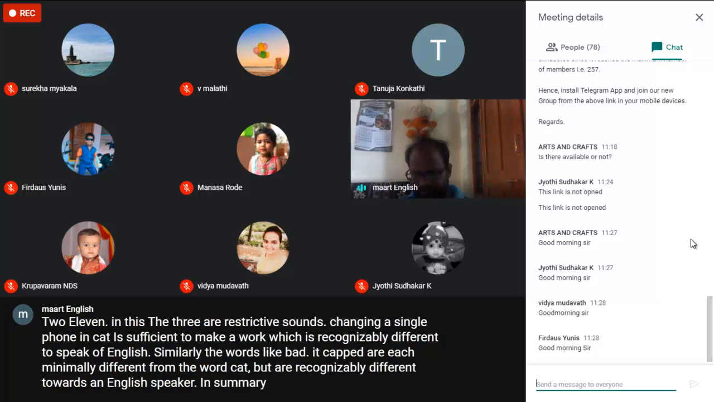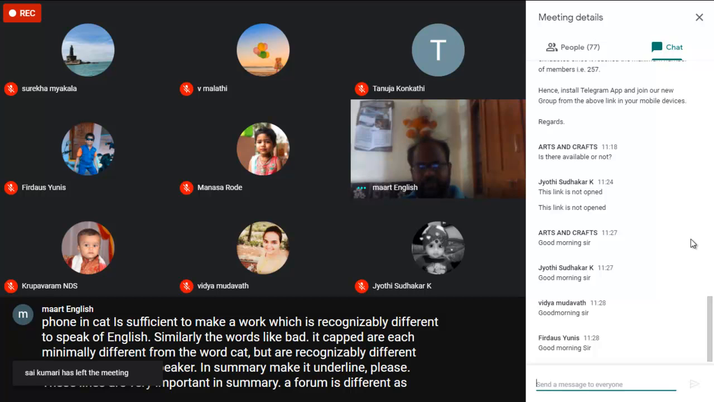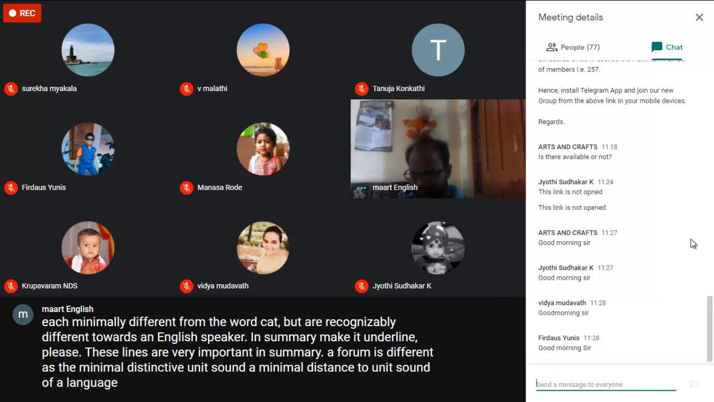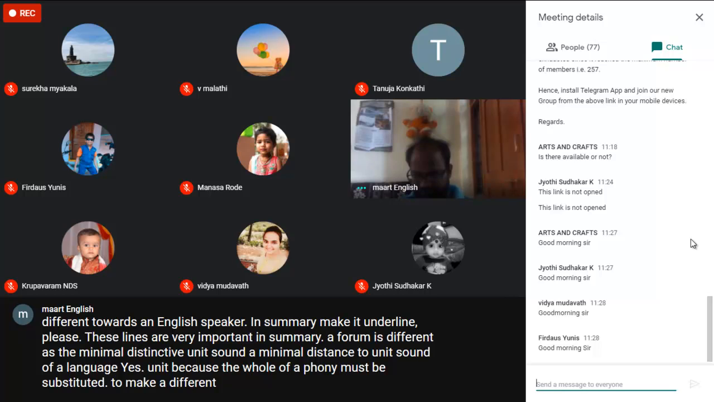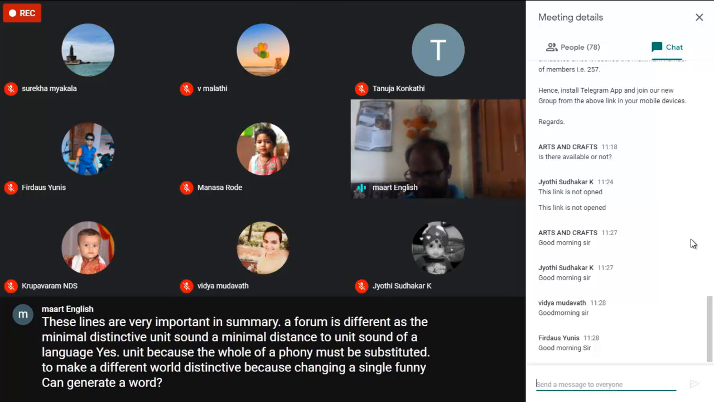In summary, make it underline please. These lines are very important. In summary, a phoneme is defined as a minimal distinctive unit sound of a language. Unit because the whole of a phoneme must be substituted to make a different word. Distinctive because changing a single phoneme can generate a word which is recognizably different to a speaker of the language.